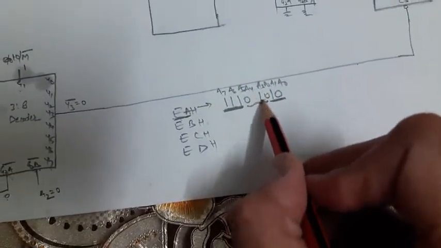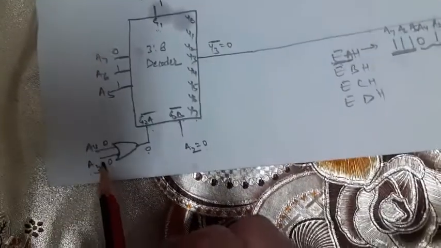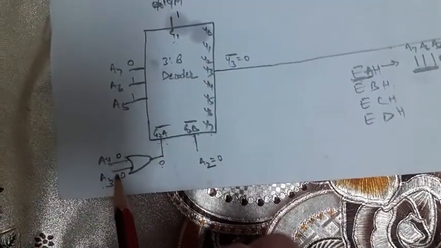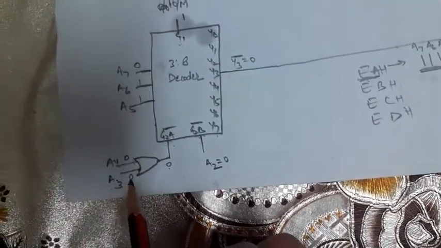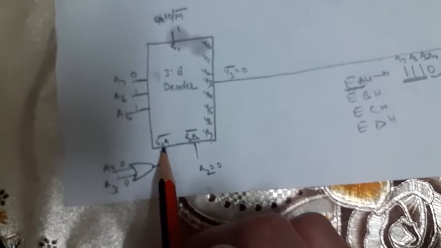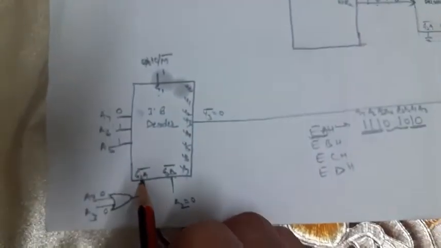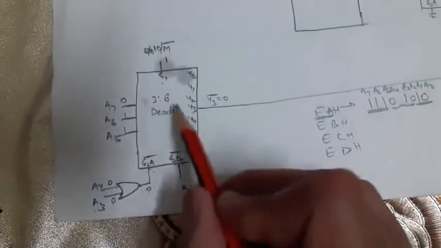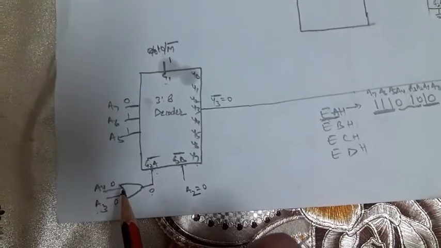Okay, so in this example, the value of A3 equals 1, so we need to put an inverter over here so that it is converted into 0. Now that 0 will go to this OR gate, so the OR gate will give the output of 0, and that 0 will go to G2A bar, so that G2A bar can allow the decoder to work at its normal functioning.